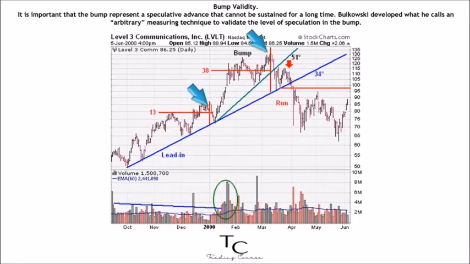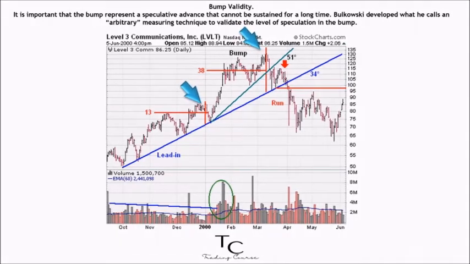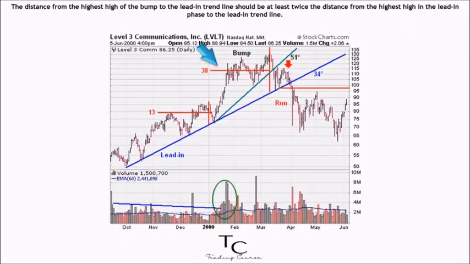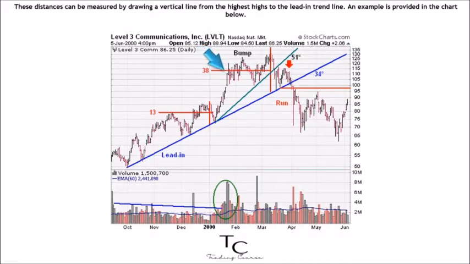Bump validity. It is important that the bump represent a speculative advance that cannot be sustained for a long time. Bulkowski developed what he calls an arbitrary measuring technique to validate the level of speculation in the bump. The distance from the highest high of the bump to the lead-in trend line should be at least twice the distance from the highest high in the lead-in phase to the lead-in trend line. These distances can be measured by drawing a vertical line from the highest highs to the lead-in trend line. An example is provided in the chart below.